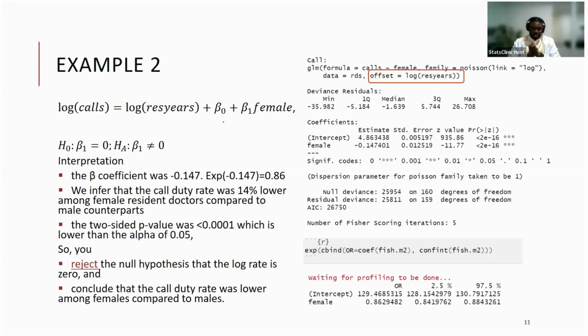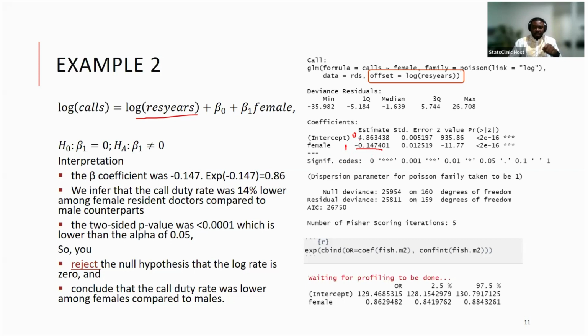So this is the interpretation again on the next slide. Basically what we have here is an estimate of negative 0.15, minus 1.47401. This is the estimate when you model the Poisson regression for rates. Remember we said that we have included the log. So the first thing you do is take the exponent of the Poisson regression beta estimates that you get. So this is beta 1, and this is beta 0.